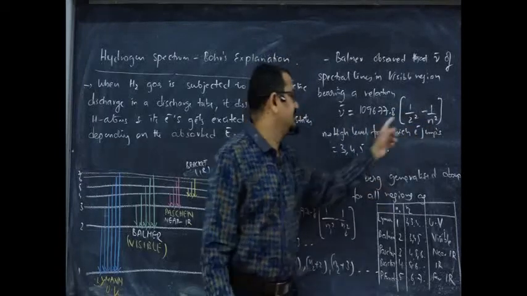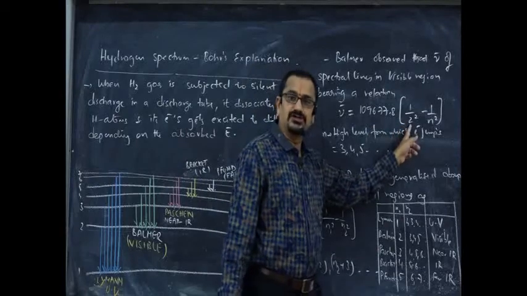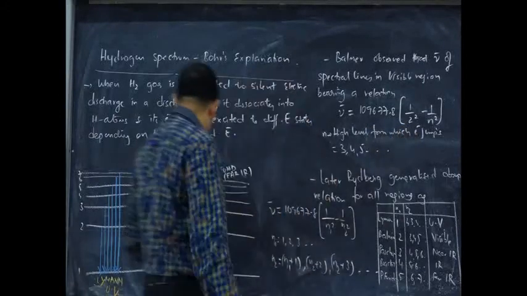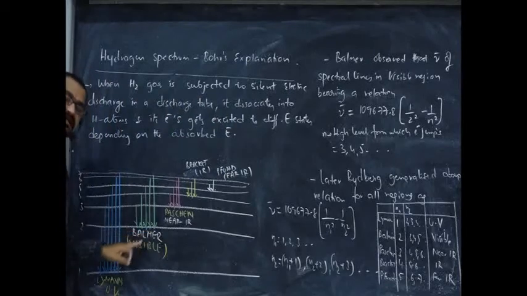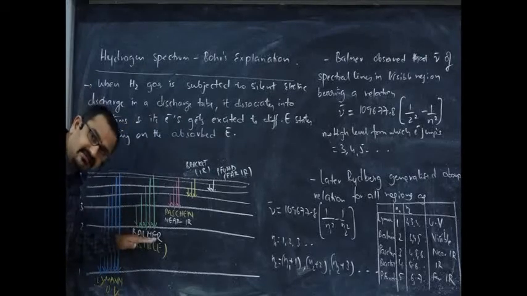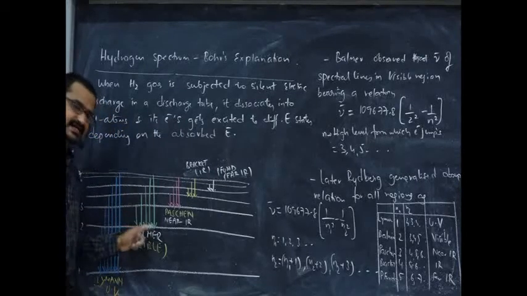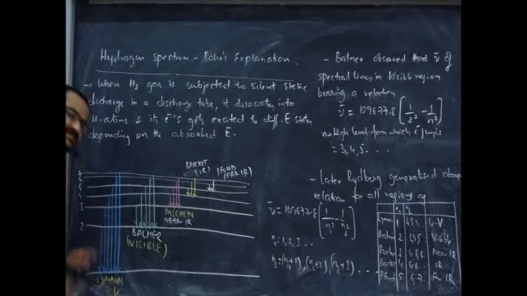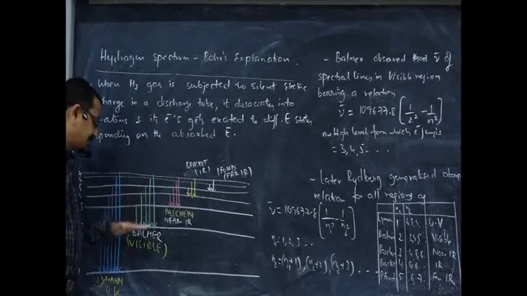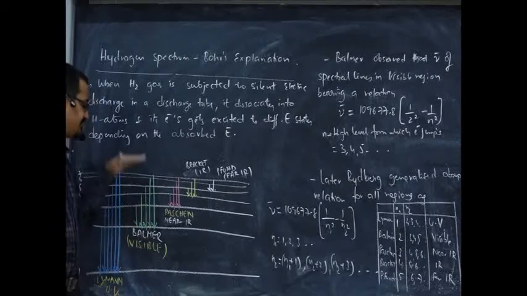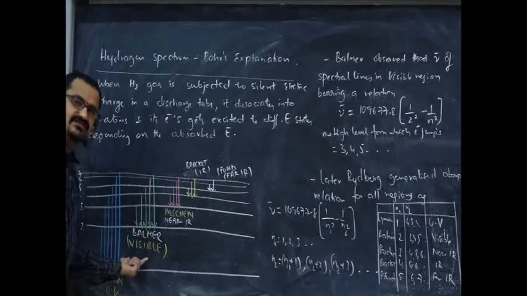You might have noticed here this 2 corresponds to the second level, meaning visible region lines are formed when an electron jumps from any high level to the second level. The electron won't stay there; again from second to first it will jump. But those spectral lines, whenever the electron transition is from a high level to the second level, come under the visible region.